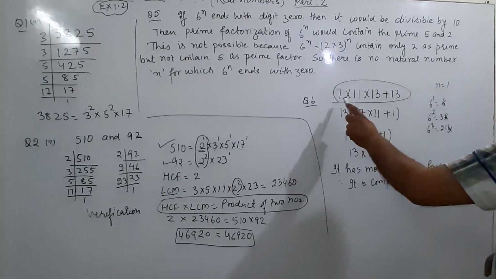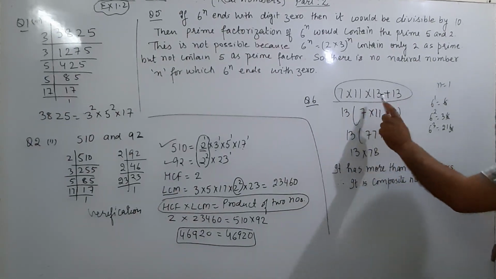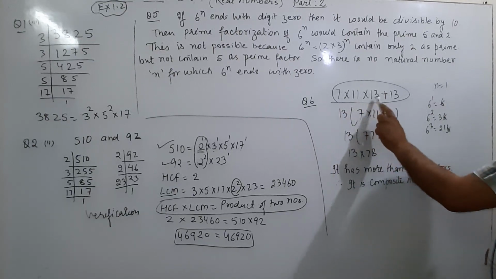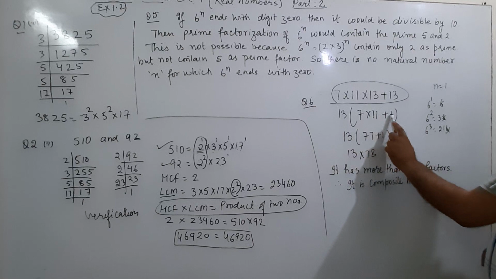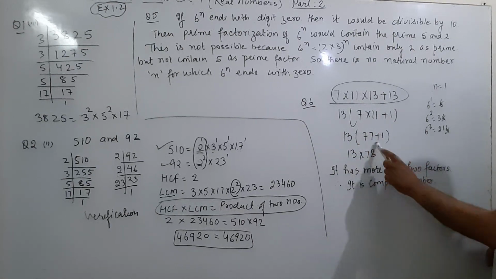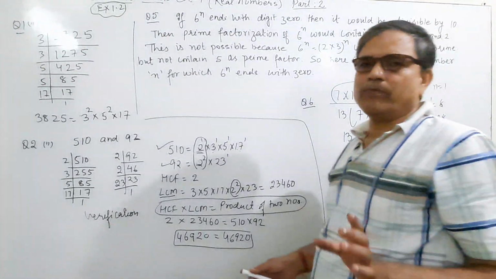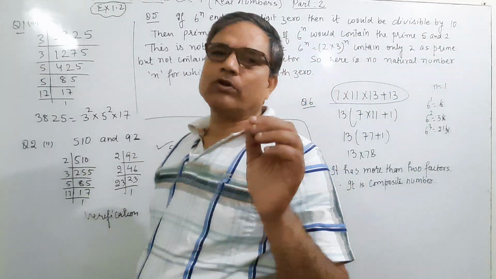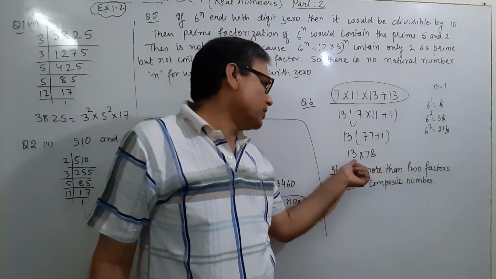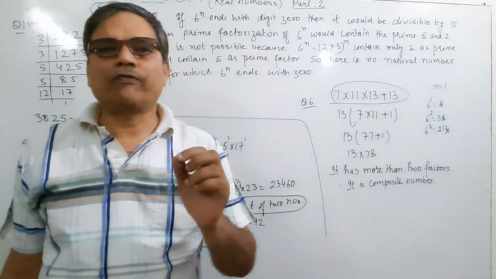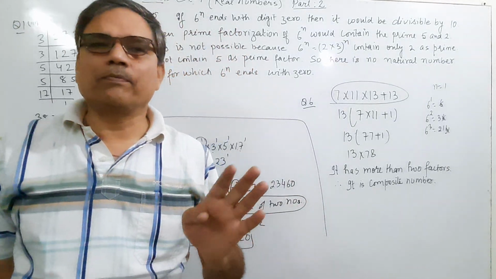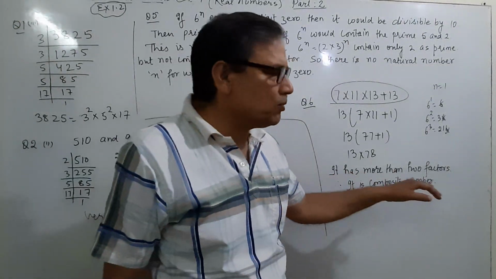Now here we have 7 into 11 into 13 plus 13. What is common? 13 is common. Taking 13 common, what is left is 7 into 11, which is 77, plus 1, which is 78. So this is 13 into 78. If you multiply, it has more than 2 factors. One factor is the number itself, and 78 is a factor, and 13 is also a factor of this number. Therefore, it is a composite number because it contains more than 2 factors.